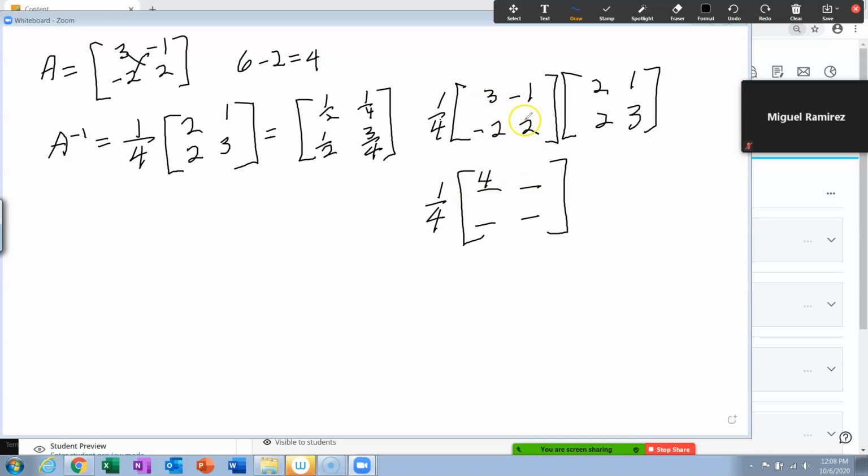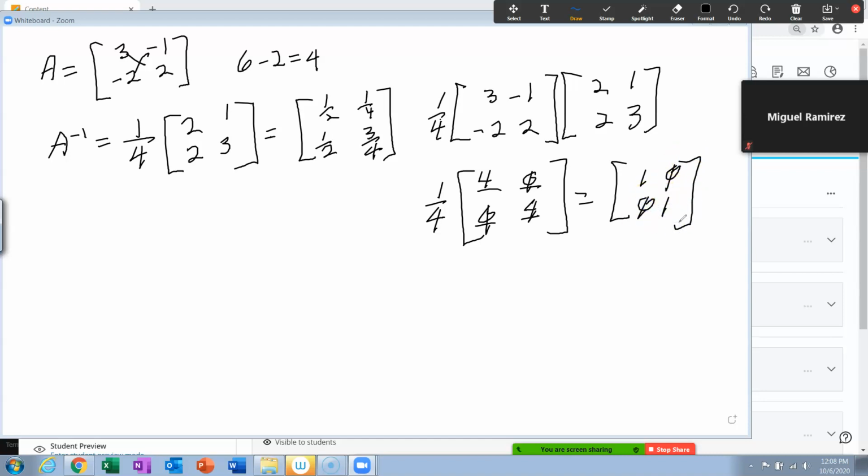First row, second column would be first row here, second column here. 3 minus 3, 0. 2, 1 entry here, second row, first column. Minus 4 plus 4, 0. And 2, 2 entry would be second row, second column. Minus 2 plus 6 is 4. And 1/4 of that would be 1, 0, 0, 1.